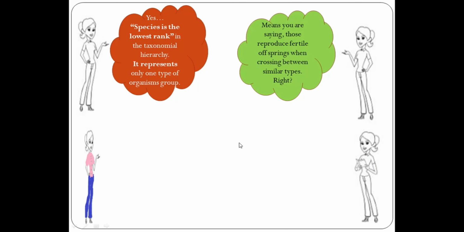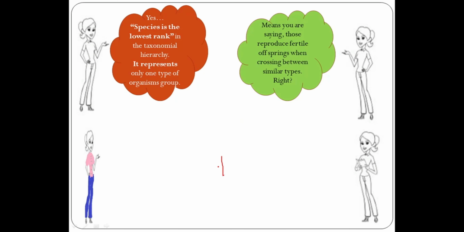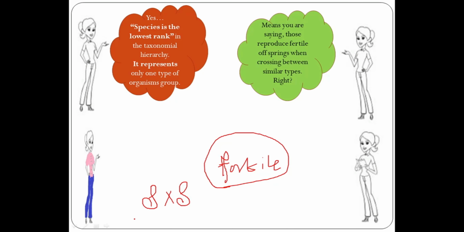Right? I have told the fertile offspring. What is the meaning of fertile? Fertile is the one which is able to reproduce further. It will have an ability or potentiality to develop or to reproduce an organism. When a species of one type crosses with a species of the same type, that will reproduce an offspring, and that offspring will be with a fertile nature.